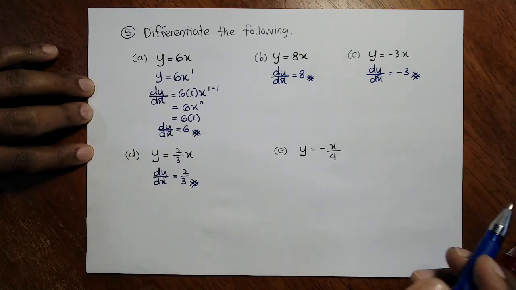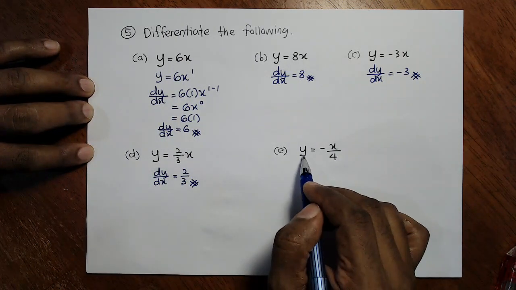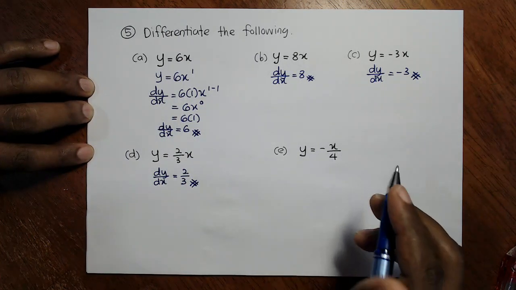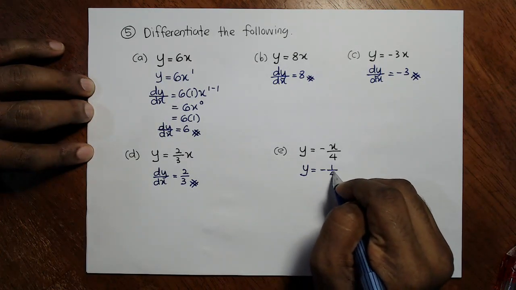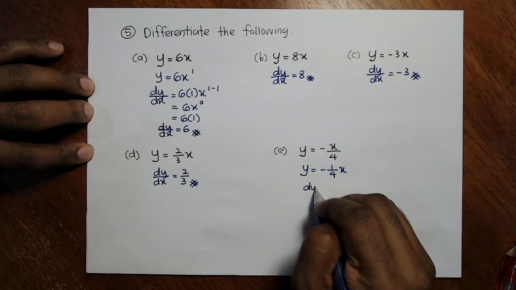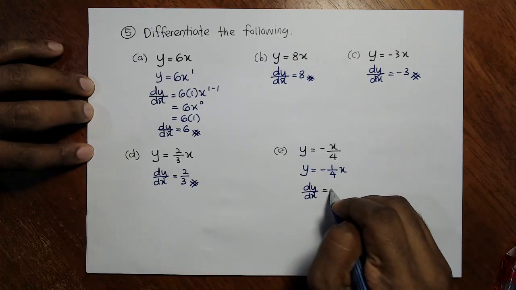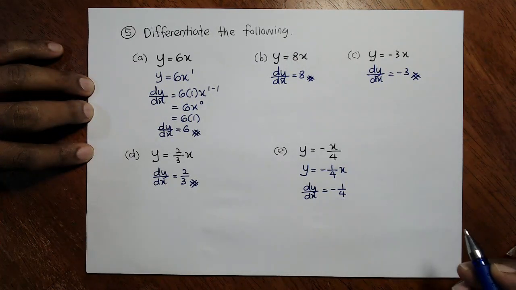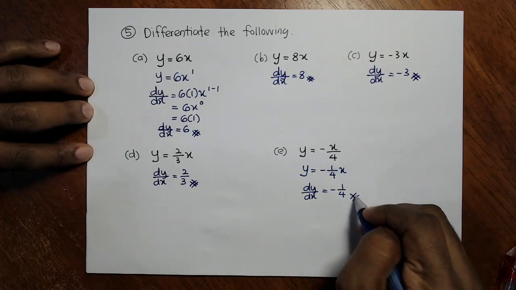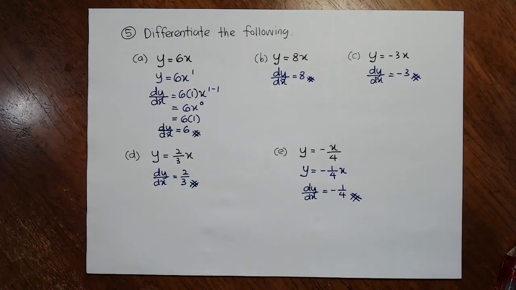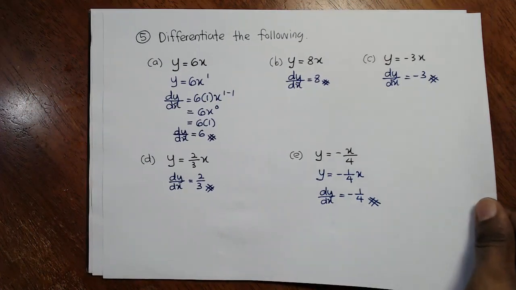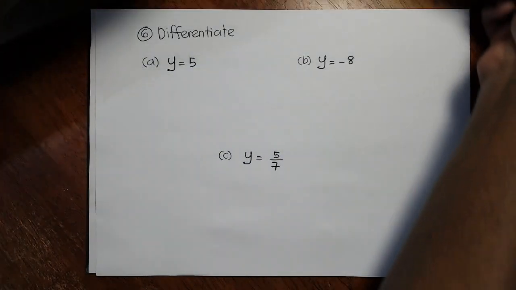This is not required, right? So this one, if you have y equals to negative x over 4, it's actually y equals to negative 1 over 4x. Therefore, dy dx equals to negative 1 over 4. So, yep, that's what you do if you just have a number and x, right? So you have to get used to all this. Right, more examples, guys. Number 6.